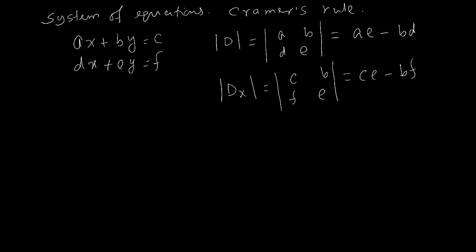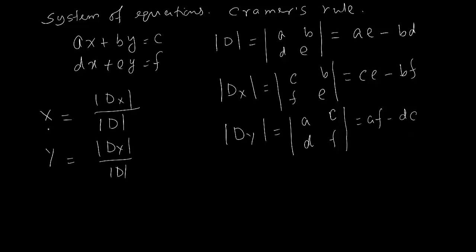And then I'm taking another determinant for x. In this case, the column I have, a, d, for x will be replaced by c, f. So you have this one here, and then you get the determinant value, which is ce minus bf. And finally, for the y variable, I'm keeping my first column, and the y column will be replaced by c, f, and the determinant value is af minus dc.